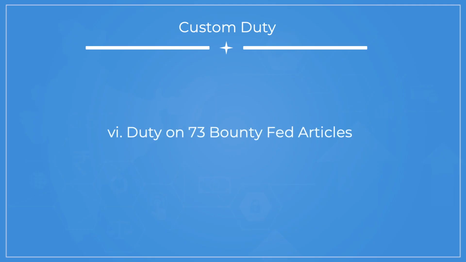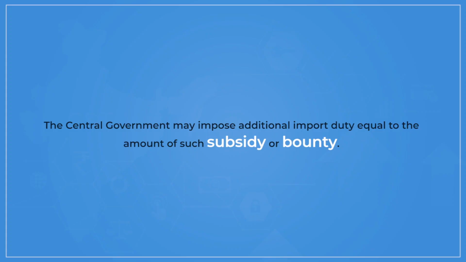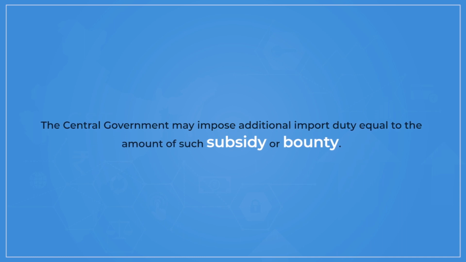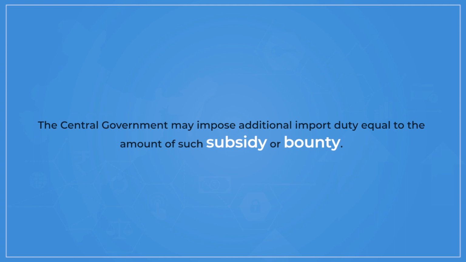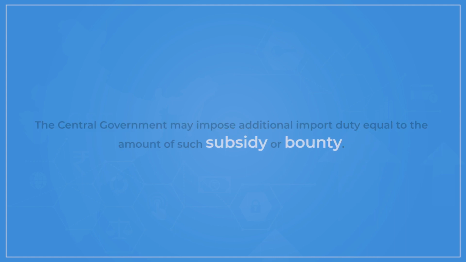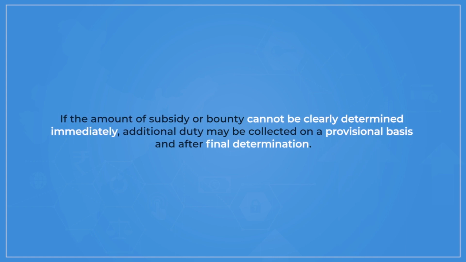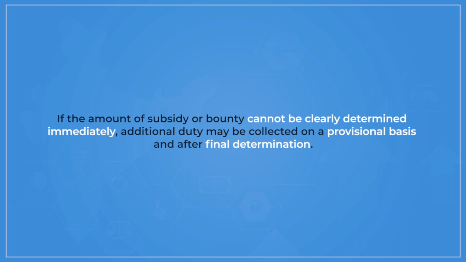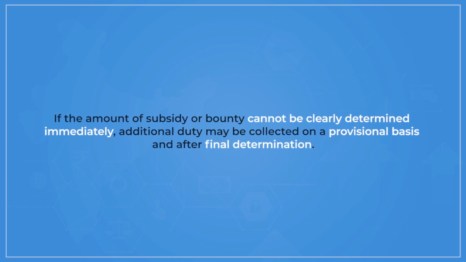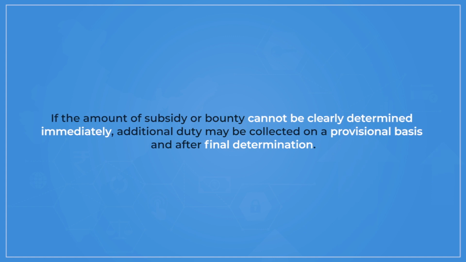Duty on bounty-fed articles. In this case, a foreign country subsidizes its exporters for exporting goods to India. The central government may impose an additional import duty equal to the amount of such subsidy or bounty. If the amount of subsidy or bounty cannot be clearly determined immediately, additional duty may be collected on a provisional basis, and after final determination, the difference may be collected or refunded as the case may be.